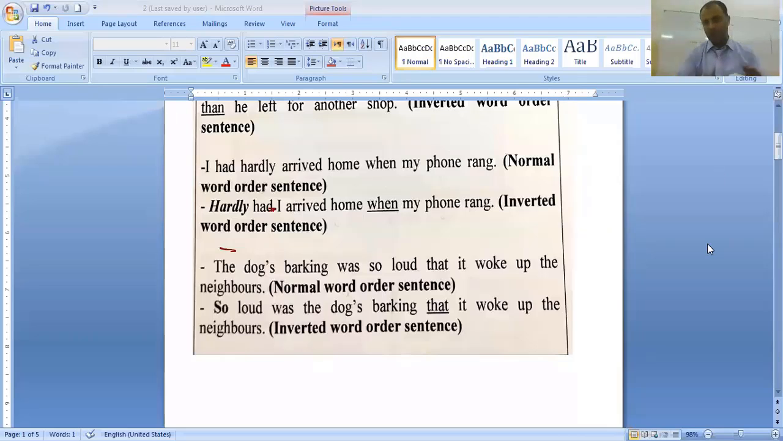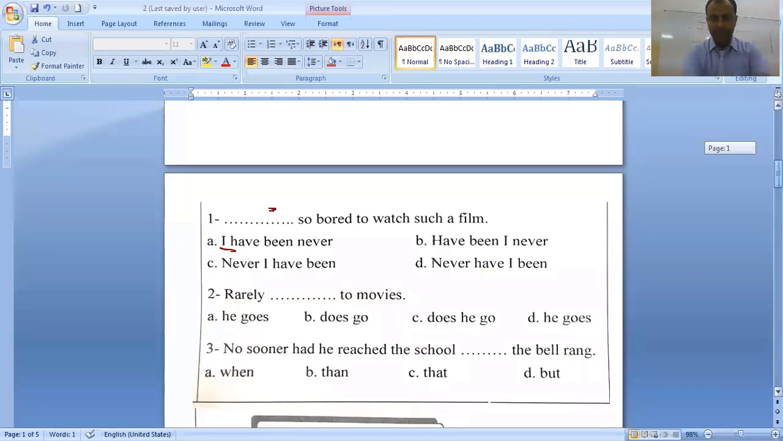Here, student book, page 64, exercise 1B. We have some sentences we want to invert. Okay?